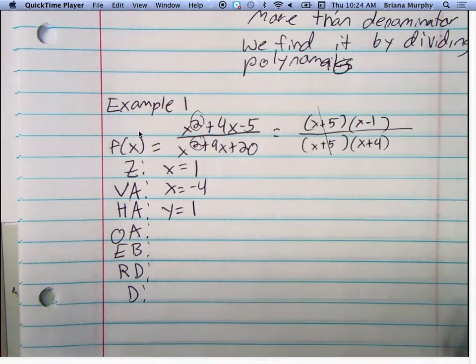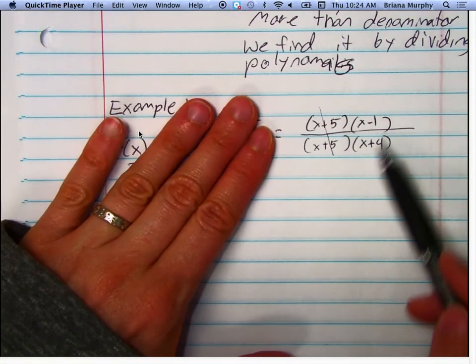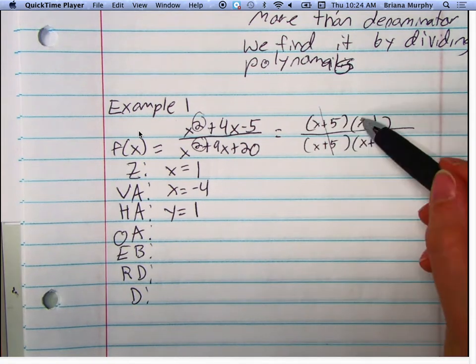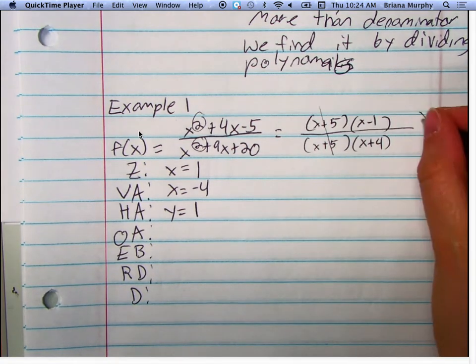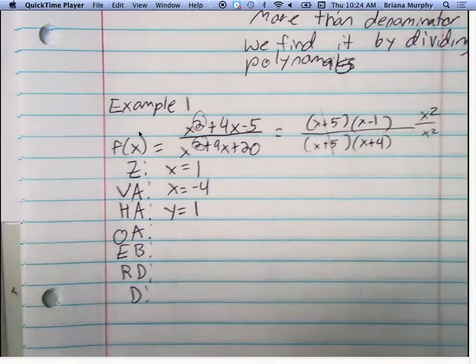You don't have to. So if you look at the factored one, if I was just given this part of it, we can see how many x's are on top. Well, there's 2, so that's x squared. How many x's are on the bottom? Well, there's 2, so that's x squared. So the biggest thing is going to be that. Okay. All right. Oblique asymptote.